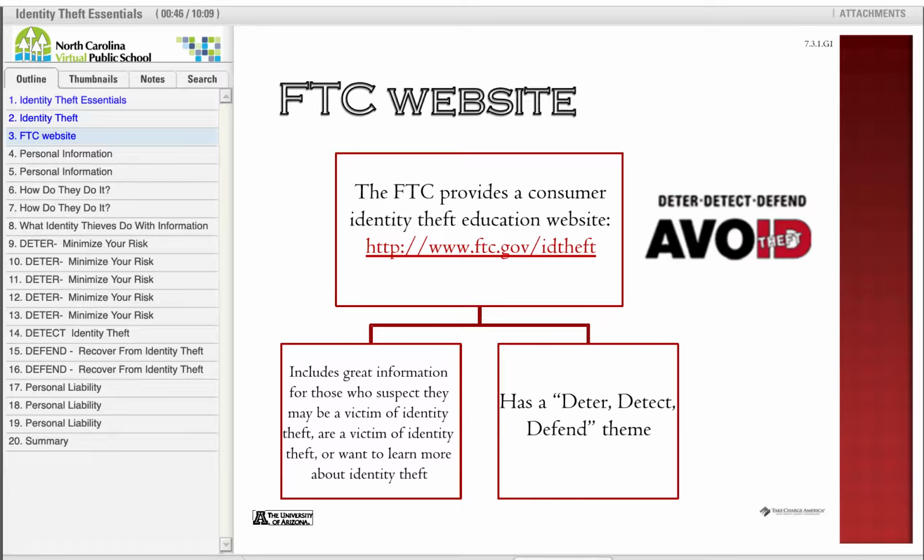http://www.ftc.gov/idtheft. At this website, you will see information that includes great sources for those who suspect they may be a victim of identity theft or want to learn more about identity theft. They have a 3D theme: deter, detect, defend.